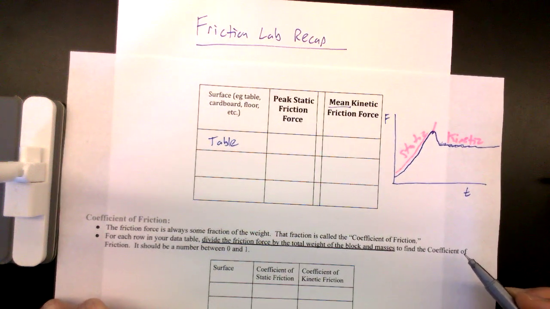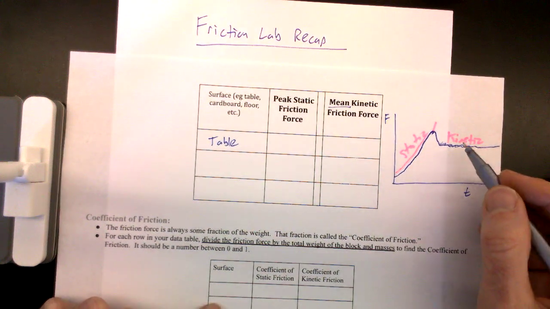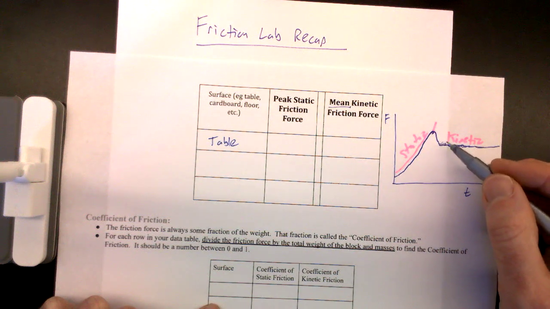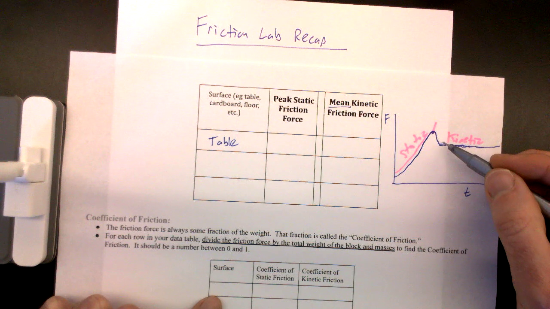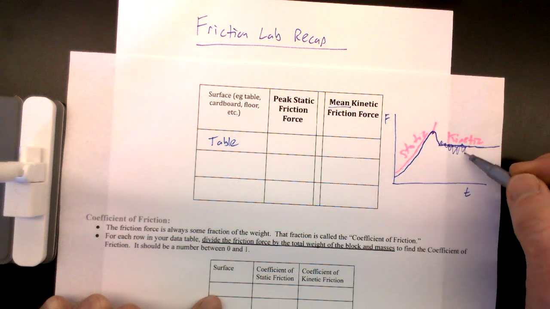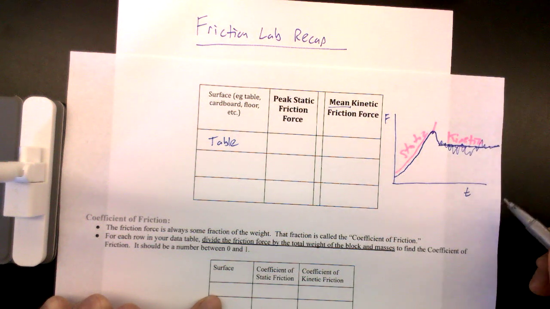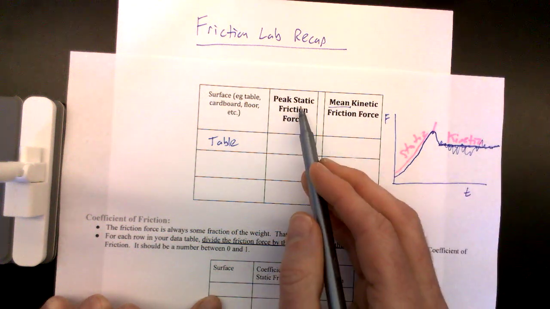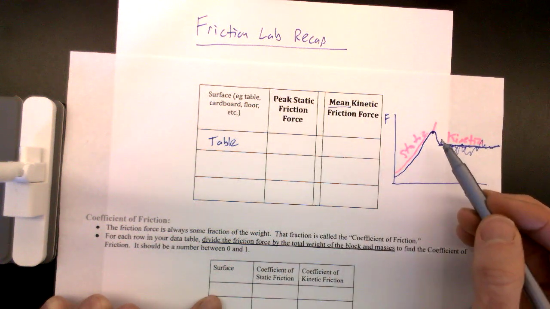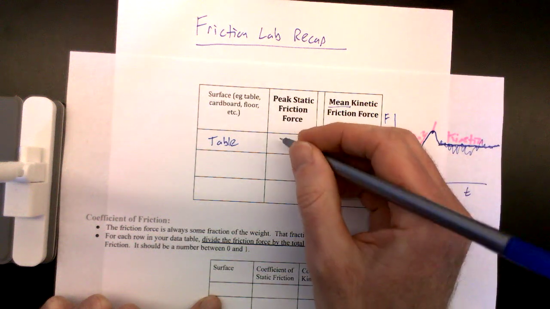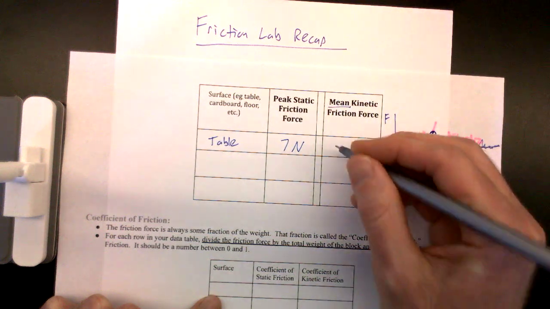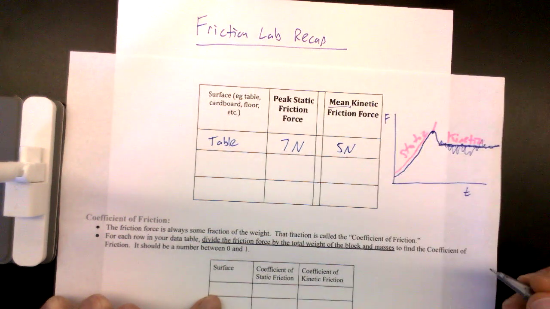I had mentioned in class, and maybe on a video as well, that kinetic friction was always the same. And that's true, but in the lab, the real world's a little bit different than in theory, and you may have had your kinetic friction be a little bit more bumpy like this. So the reason we're taking the mean is to kind of smooth that out. So this peak static friction force was this spot right there. Let's just say we measured it to be 7 newtons, and then this mean kinetic friction over here, let's just say we measured it to be 5 newtons.